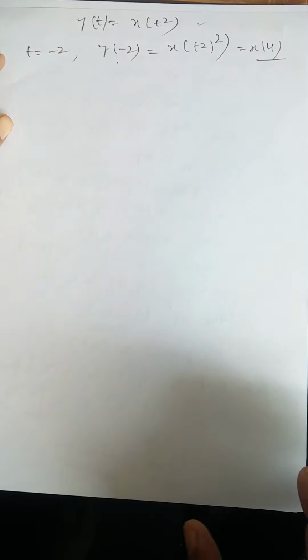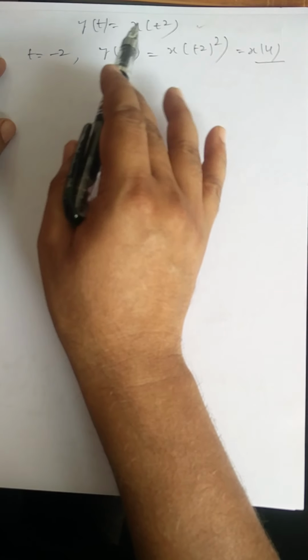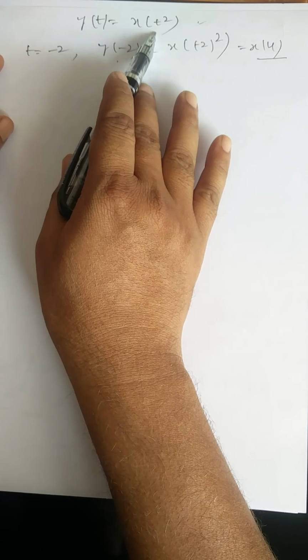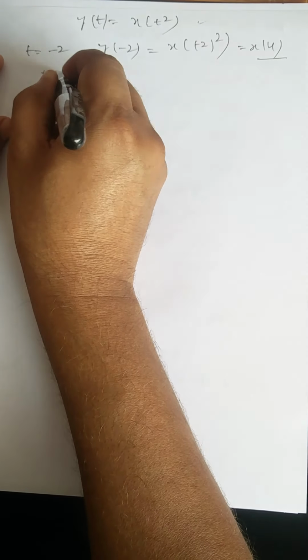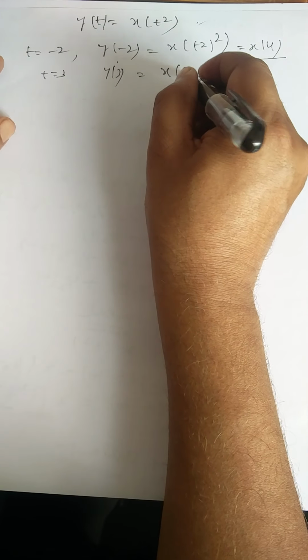You can take any other value also. T is equal to 2 you can take, then it will become x of 4. T is equal to 1 you can take, then it depends on the present value. T is equal to 3 also you can take. Suppose I take t is equal to 3, y of 3 is equal to x of 3 square, it will become 9.